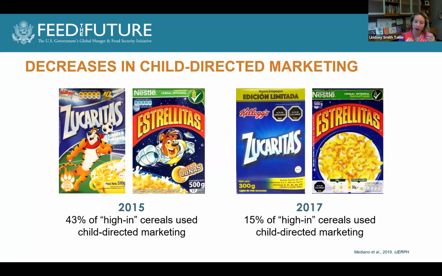There were also really marked decreases in child-directed marketing. So we went from having 43%, nearly half of sugary breakfast cereals having marketing to kids before the law, until after the first phase of the law, we got down to 15% of high-in cereals using child-directed marketing. So you're starting to move towards much plainer packaging, which has the effect of not having that same pester power effect. And also, we noticed that the warning labels are a lot more apparent because we have this plain packaging.